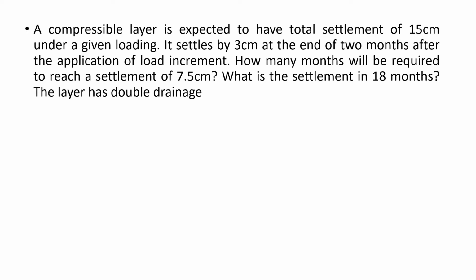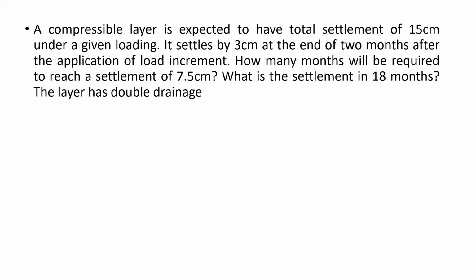Here it is mentioned that a compressible layer is expected to have a total settlement of 15 centimeter under a given loading, and it settles by 3 centimeter at the end of 2 months after the application of loading. So how many months will be required to reach a settlement of 7.5 centimeter? Also, what is the settlement in 18 months? Here also double drainage condition is given.